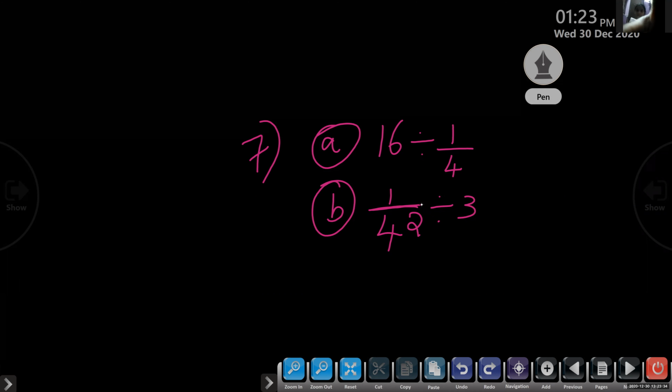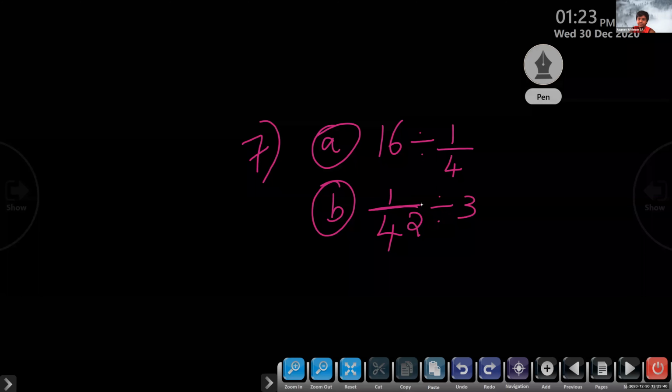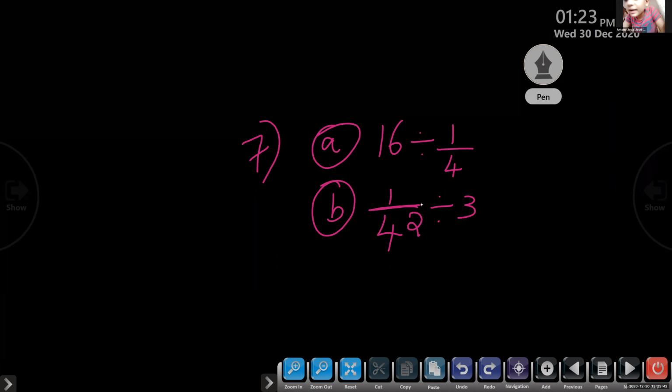Ma'am, this is reciprocal. Ma'am, 1 by 4 divided by 3, right? Finished. Okay, wait. And what is the 2? 1 by 42. This is 1 by 42. Both of the questions are finished.